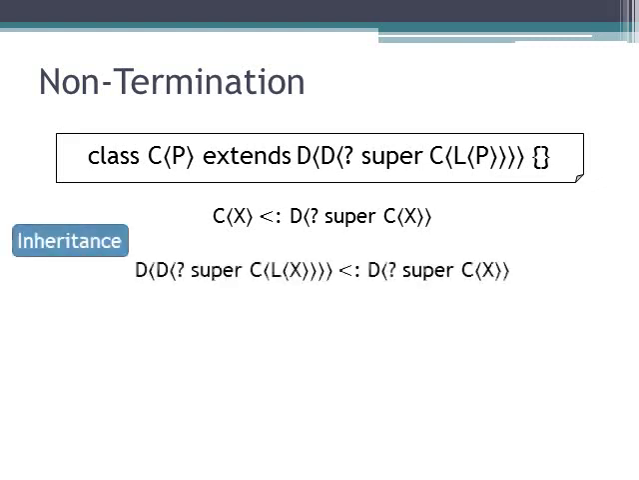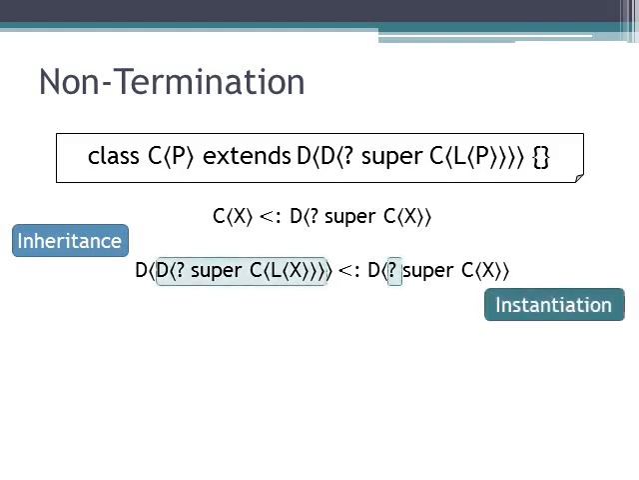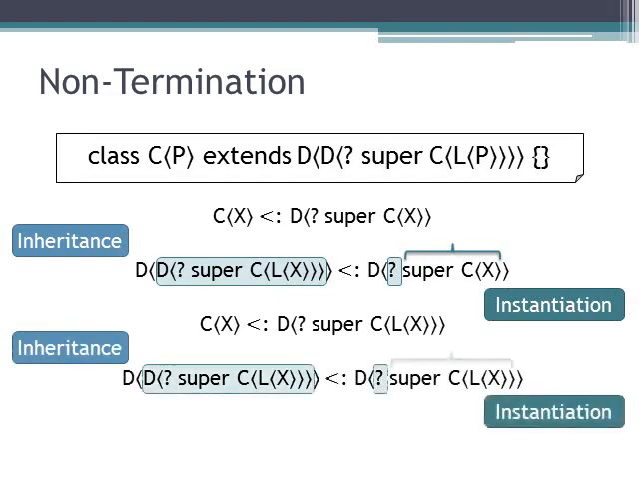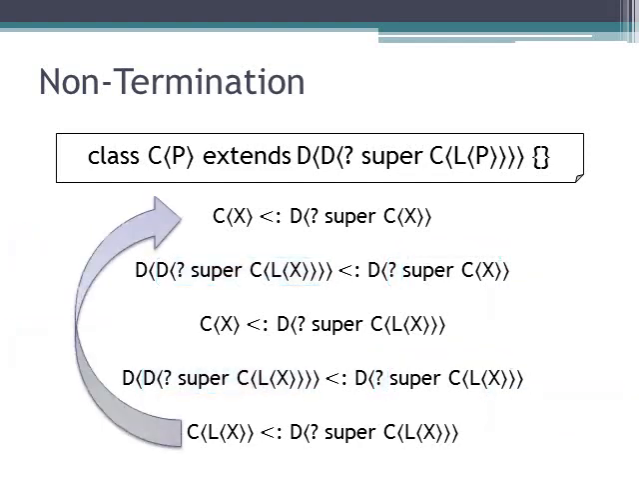First, we apply inheritance to get both sides in terms of D. This allows us to instantiate the wildcard and then recursively check the constraint on that wildcard. This time, since we're checking a super constraint, the two sides sort of swap places. Now we use inheritance again, and then we use instantiation again, and then we recurse to check the constraint after instantiation. What's important to notice is that at this point, we're effectively at the same place that we started at. We've just replaced x with L of x.